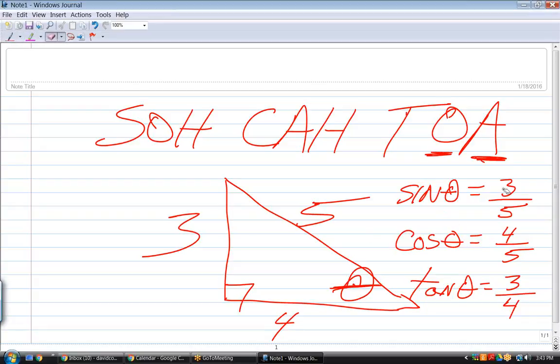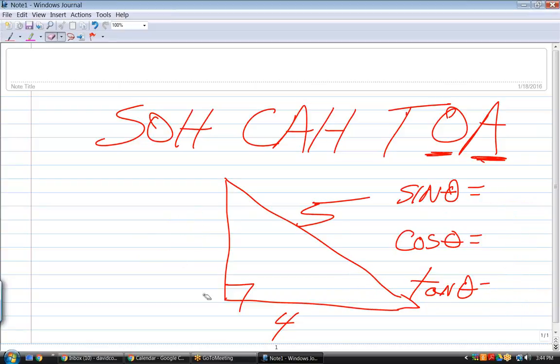All right, let's switch things up a little bit here. Now, it's really important to know which angle you're talking about. In other words, if I ask you what the sine of theta is here, there's no way to answer it because I haven't told you where theta is. Incidentally, theta is never the right angle. But it can be either of these two angles.